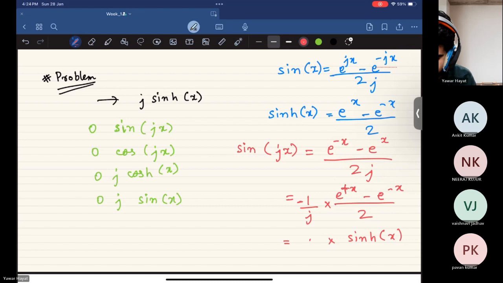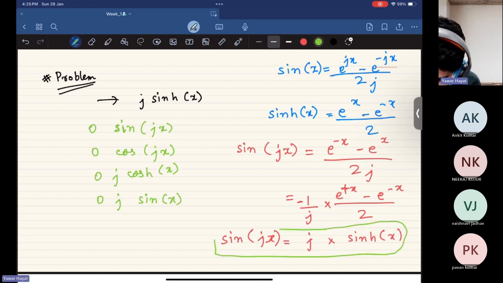So this then can be written as j, right? Because 1 by j is minus j, so minus j times minus 1 is j. So this is the result that we got: sine of jx is j times sine hyperbolic of x. So which option is correct? The first one, sir. Yeah, the first one.